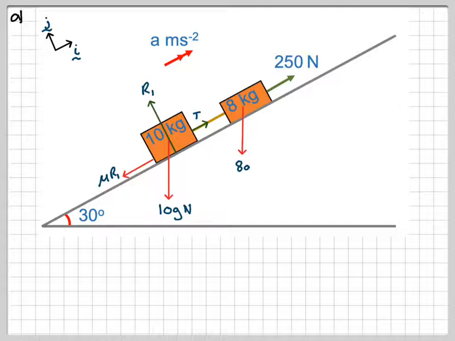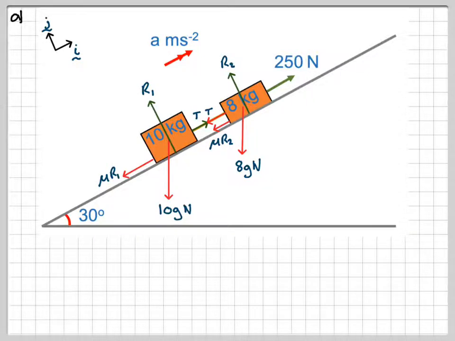Now for the 8 kilogram block, we will have 8g newtons acting downwards. We will have a different normal reaction to this one here, so we'll call that R2. We will have the frictional force on that one, mu R2, and we have a tension acting in this direction on the 8 kilogram block. And of course we have the 250 Newton force, which was already drawn on for us.